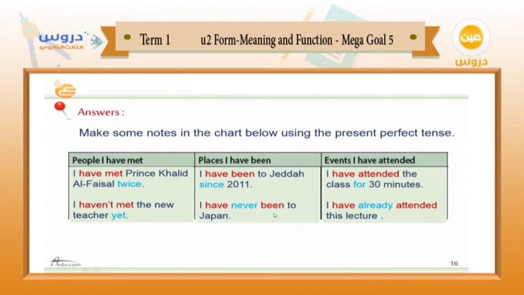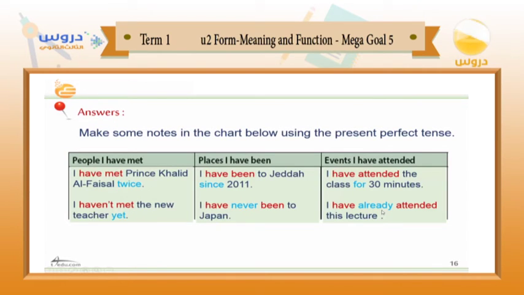I've never been to Japan. This is the negative. Never means not. It's used with the present perfect to indicate the negative. I've attended the class for 30 minutes. For 30 minutes, duration. I've already attended this lecture. So here we use already.